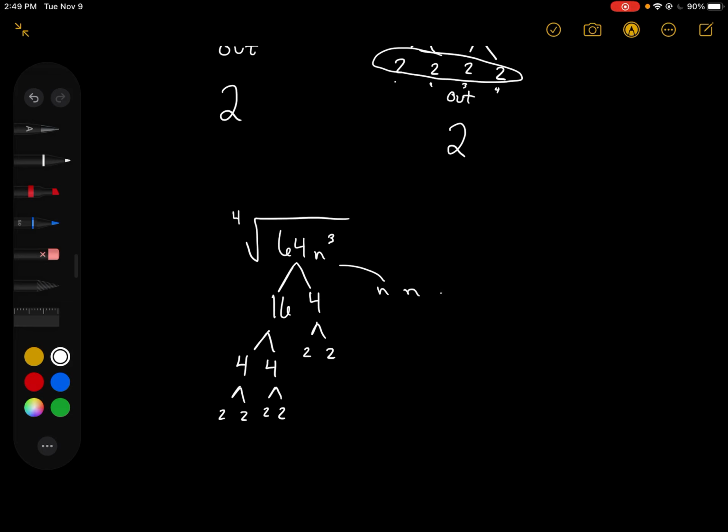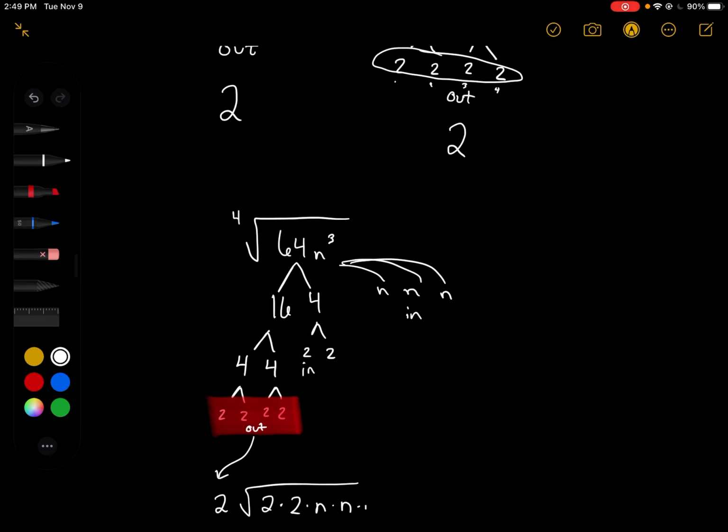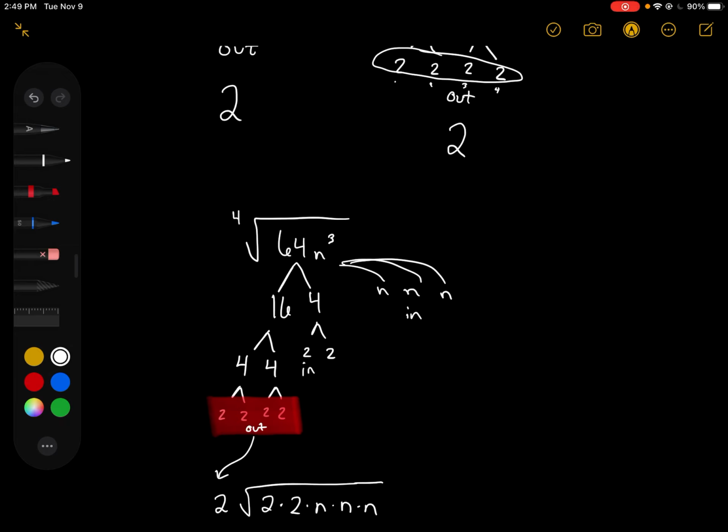Break down our n to the 3rd power. We have 3 n's, so we're literally going to write down 3 n's. We need to have 4 of something to take it out. So here, 1, 2, 3, 4. And we actually don't have 4 of anything else. So everything else stays in. So for every group, we take a single number out. So that's our friend that gets to go out. Everything else stays in. So the 2, the 2, the n, the n, the n, all of that stays in.